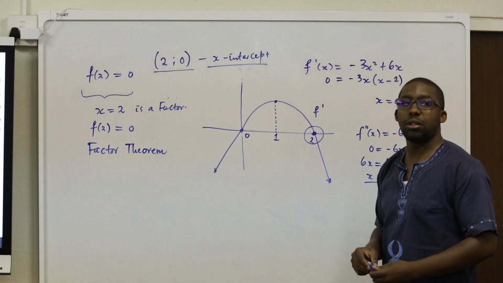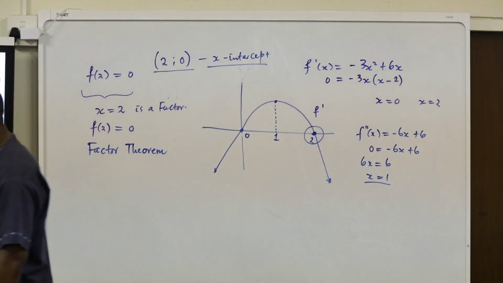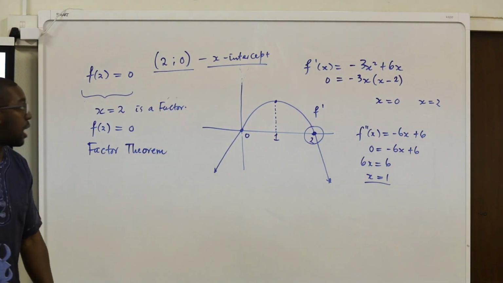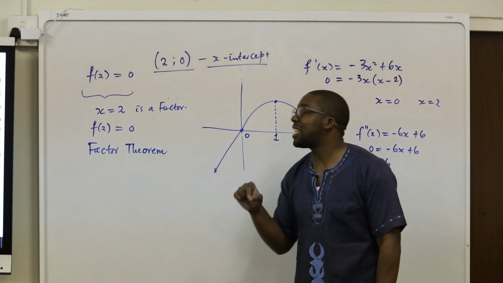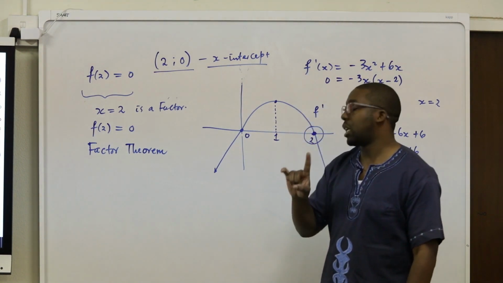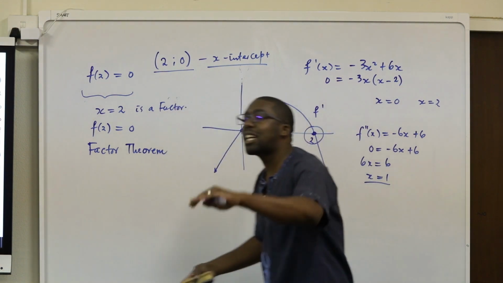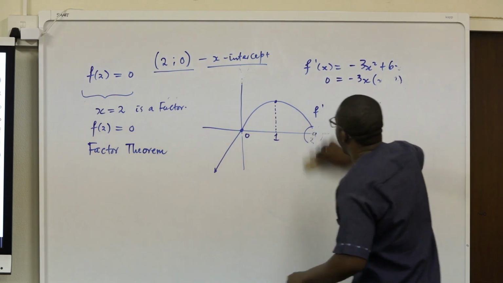So the point x is equal to 2 appears in two different ways. It appears as an X-intercept. It also appears as a stationary point. That means it is a repeated root. What do we link a repeated root to? The graph turns at that point. The graph would turn at that point.